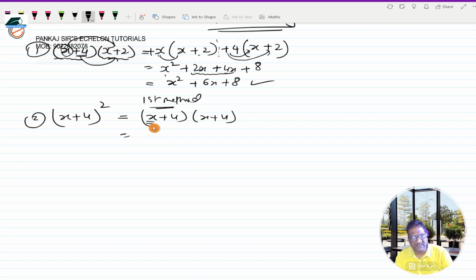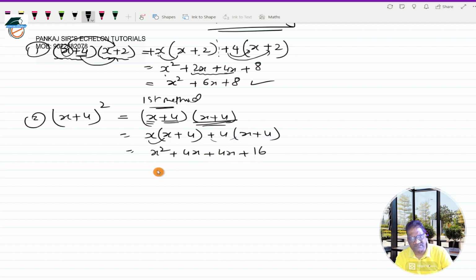Here you have two methods. I'll take the first term and multiply it with the whole second expression, x plus 4. Then I'll take this plus 4 and multiply it with the second expression, x plus 4. Now I'll remove the bracket, so x into x will be x square, plus 4 into x will be 4x. Here again you will get plus 4x, and 4 4s are 16, so plus 16. Because these are like terms, 4x plus 4x will be 8x plus 16. So this is one way of doing it. This is the very first method that I taught you. But there's another method also.